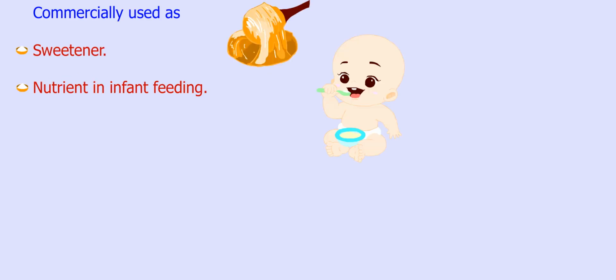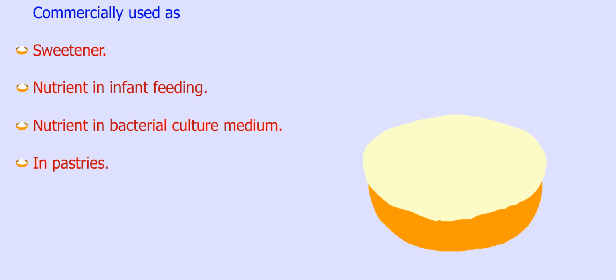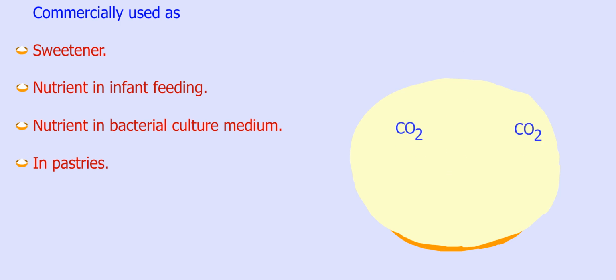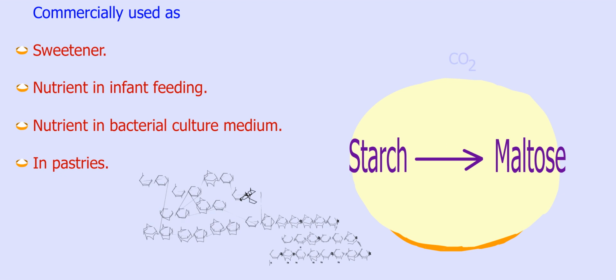Maltose is commercially used as a sweetener, a nutrient in infant feeding, and in bacteriological culture media. It is also used in pastries. It makes bread dough rise when carbon dioxide is produced and released during the conversion of starch into maltose by reacting the starch with enzymes.